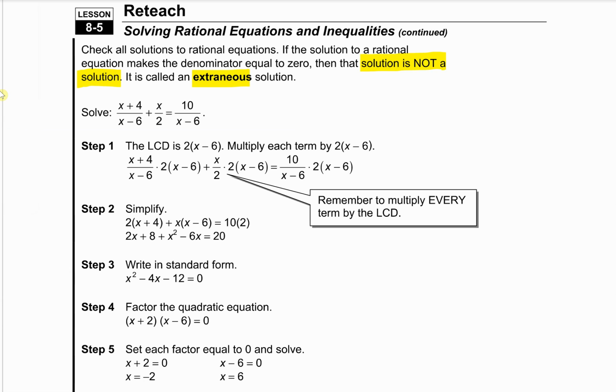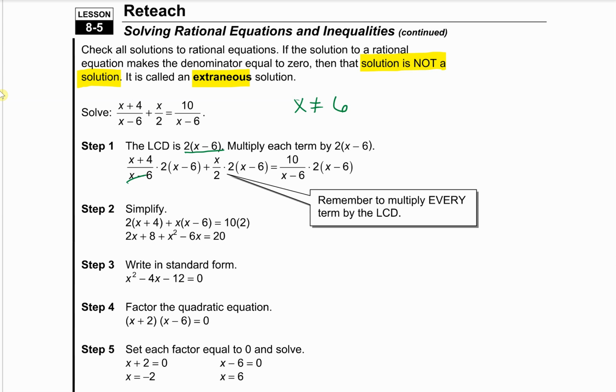So let's take a look at this example here. We got 4 plus x divided by x minus 6 plus x divided by 2 equals 10 divided by x minus 6. So the least common denominator is put them together, 2 and x minus 6. Now, here's the deal. We got to remember, x cannot equal 6 because that would give us division by 0. So, let's see. We multiply everything by 2 times x minus 6.